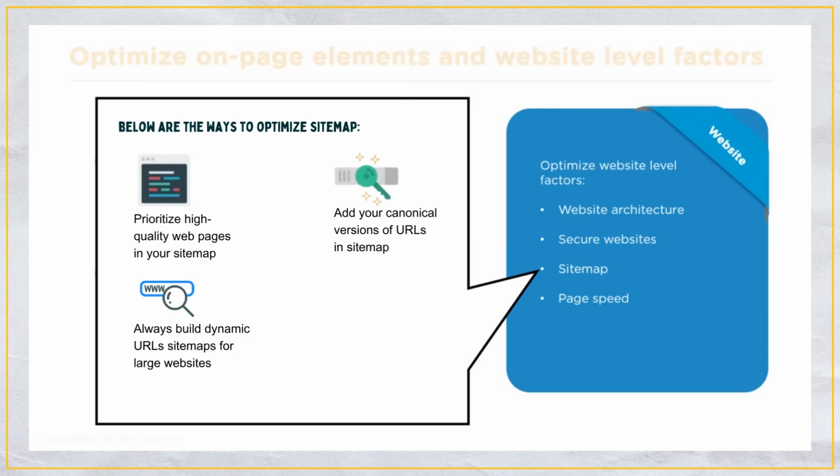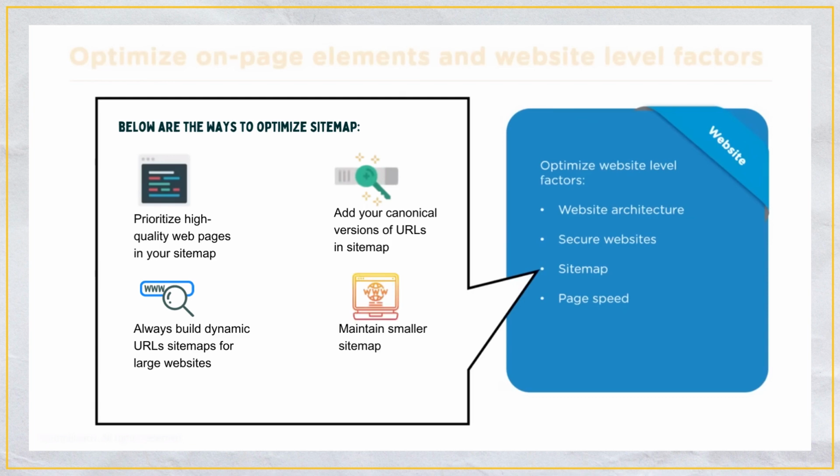For larger websites, it is advisable to build dynamic URL sitemaps. This means that as you add new content such as blog posts, those pages should automatically be included in the sitemap. This ensures that your sitemap remains up to date and accurately represents your website structure. Dynamic sitemaps are recommended as they allow for the inclusion of newly published URLs, resulting in a growing sitemap that Google can index promptly. This ensures that fresh pages are indexed faster.